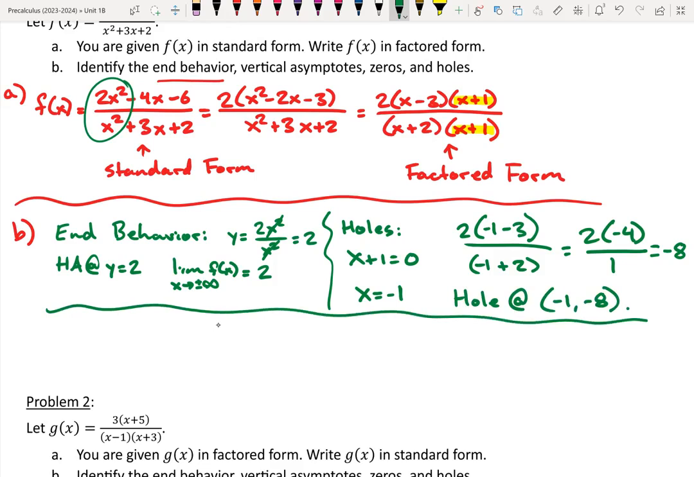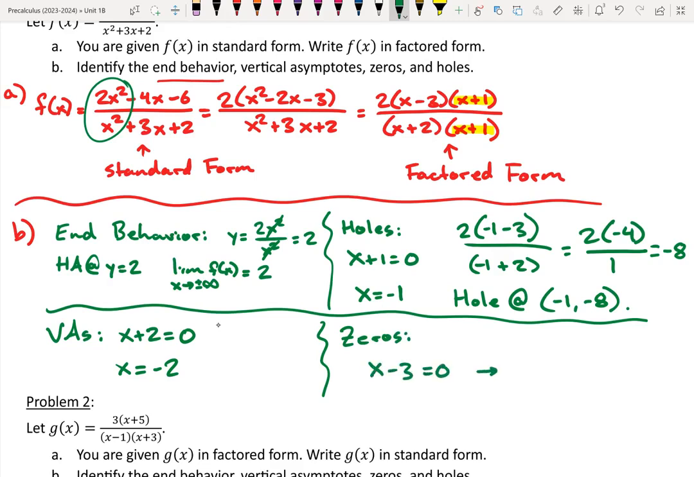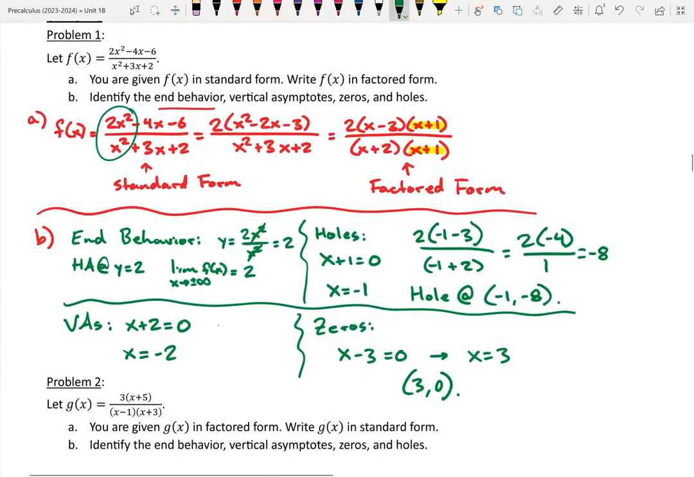Okay, and then vertical asymptotes, VAs. Using what's left in the denominator, x plus 2 equal to 0. So we have a vertical asymptote at x equals negative 2. And then zeros. What's remaining in the numerator would be x minus 3 equal to 0. So we have a zero at x equals 3, or the point 3 comma 0. We're able to find each of that information from the standard and factored forms.